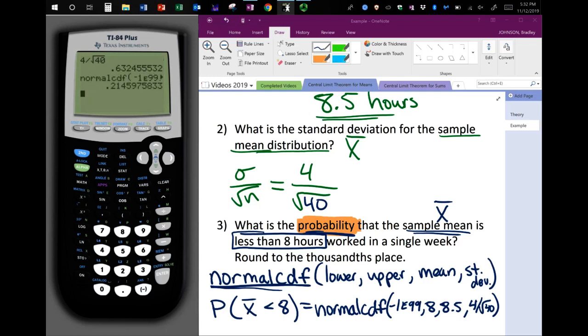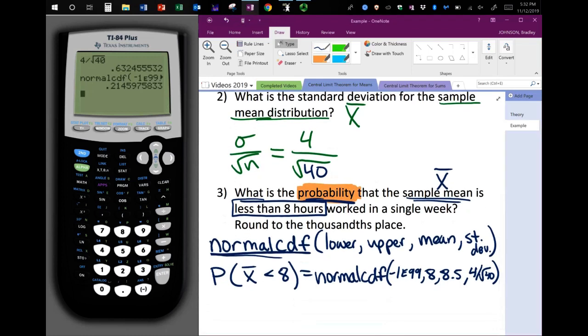Now the thousandths place, that would be 3 decimal places. That's because the first place would be tenths, then hundredths, thousandths, and so on. So we want the thousandths place. That 5 right there would bump up that 4. So our final answer would be equals 0.215. All right? So there's our first central limit theorem probability worked out.